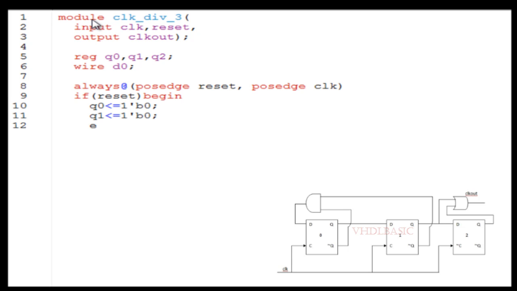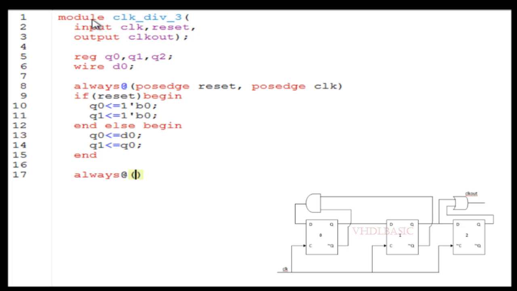So the module name is clock_div_clock_div_3. There are two inputs, clock and reset, and the output is clock out. There are three flip-flops used here, right? So we need to declare reg of three different variables: q0, q1, q2, and a wire to implement the d0.